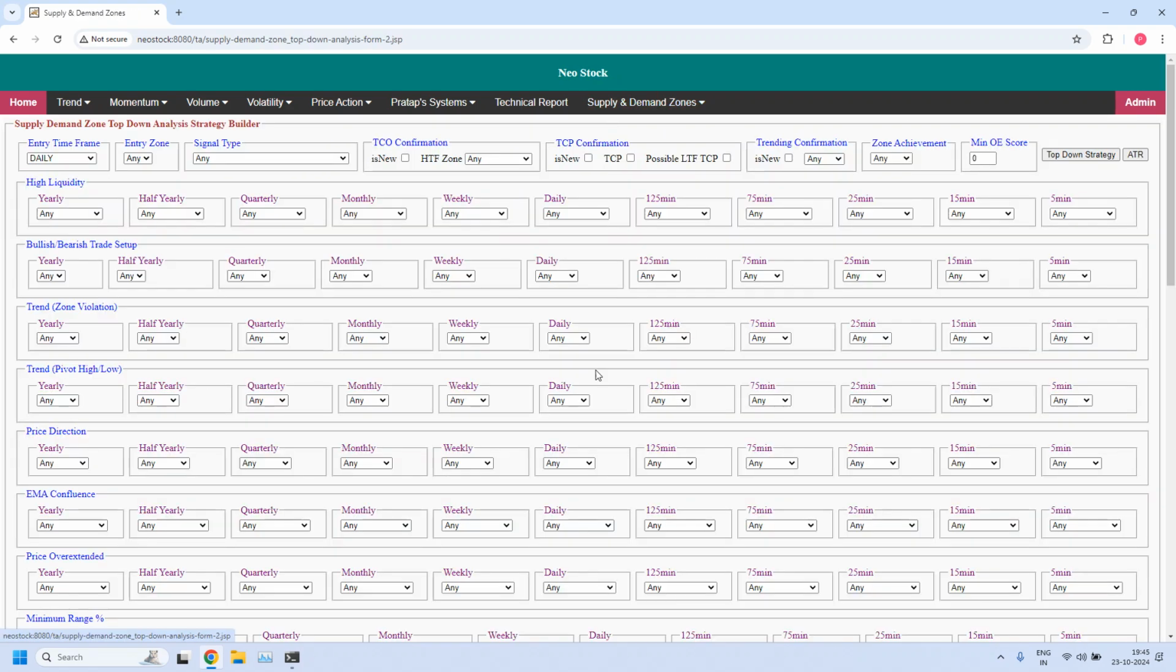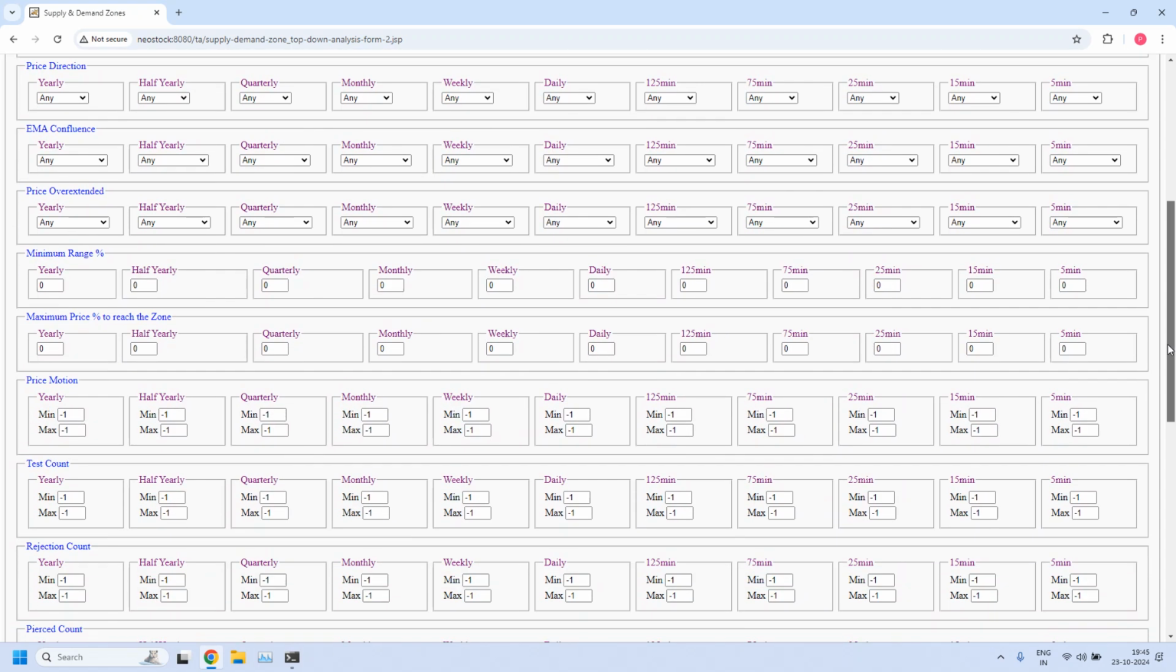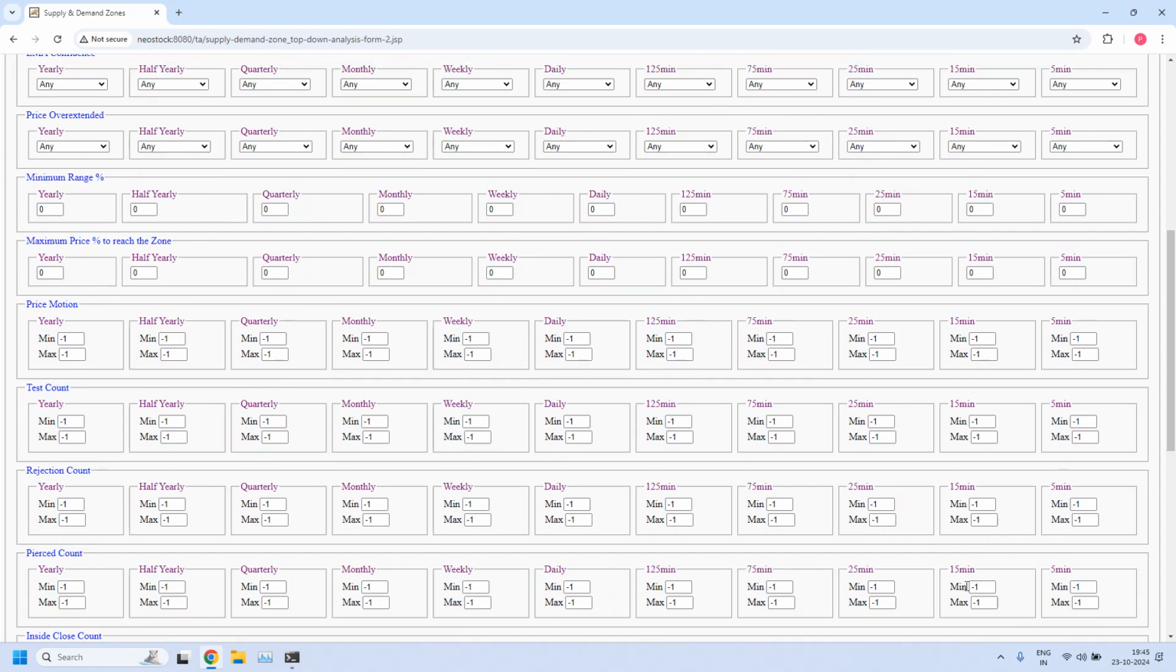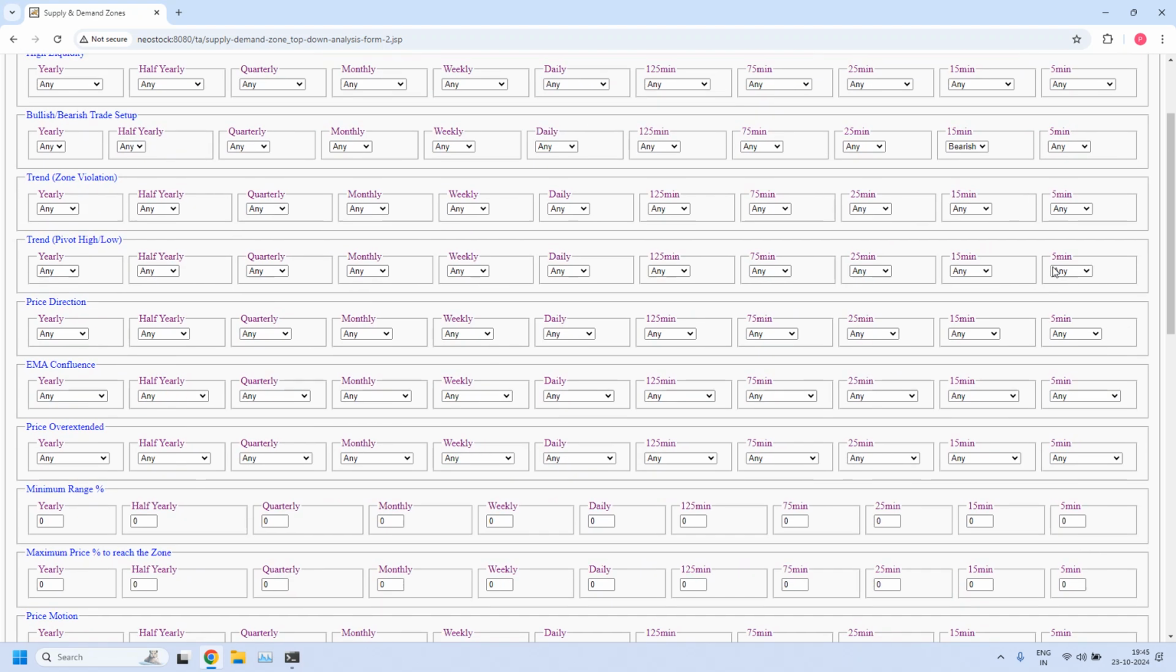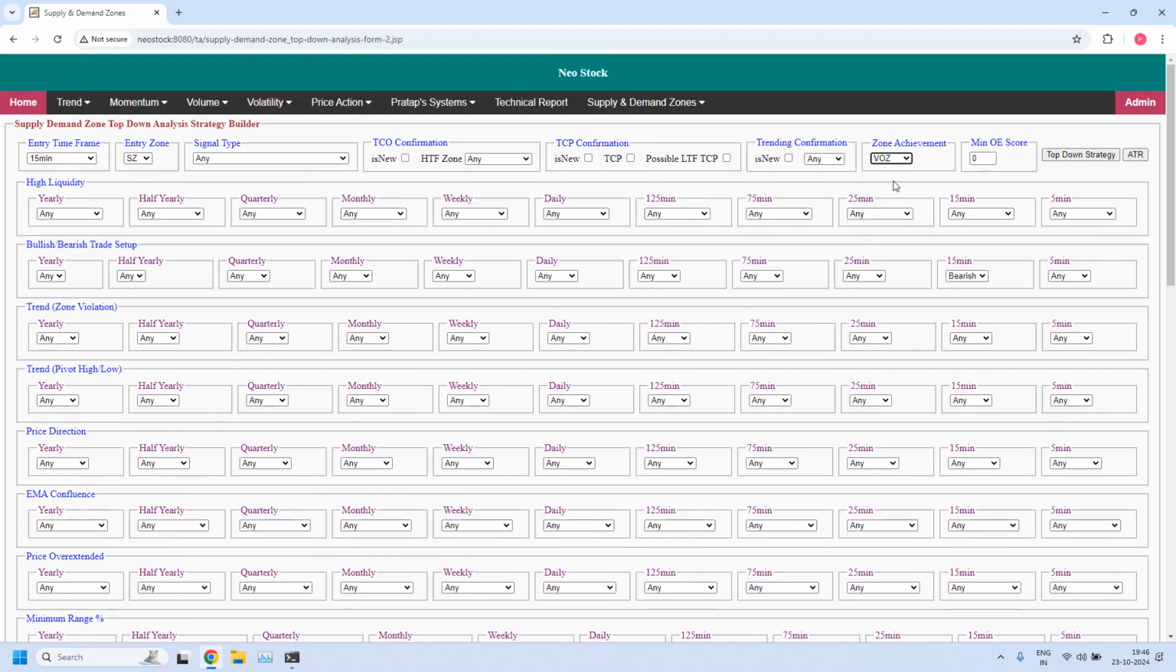Next, the bearish trade setup for daily income trade: entry time frame 15 minutes, entry zone is supply zone. In bullish or bearish trade setup, at 15 minutes time frame, I am selecting bearish, and the 15 minutes supply zone should not be pierced. So in the pierced count, at 15 minutes time frame, I am setting minimum value 0, maximum value 0, zone achievement violated opposing zone, minimum odd enhance score 12. All the 3 filters are applied to the 15 minutes supply zone.